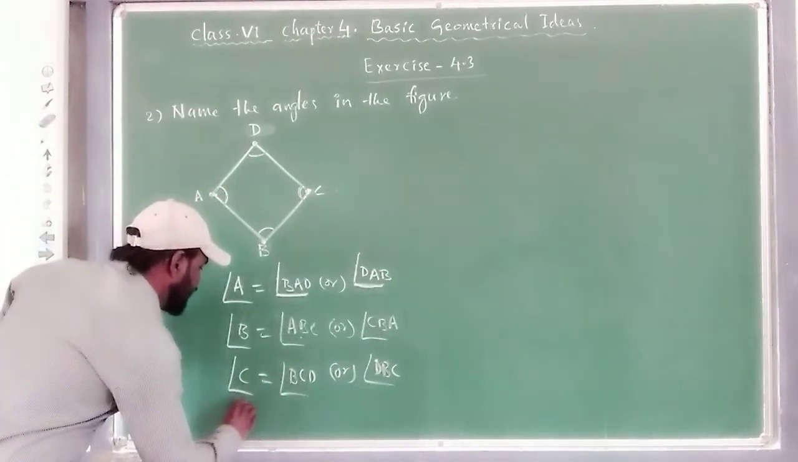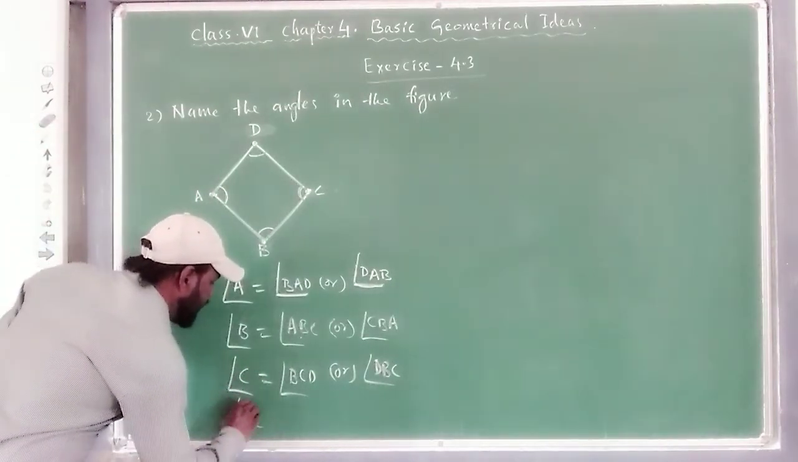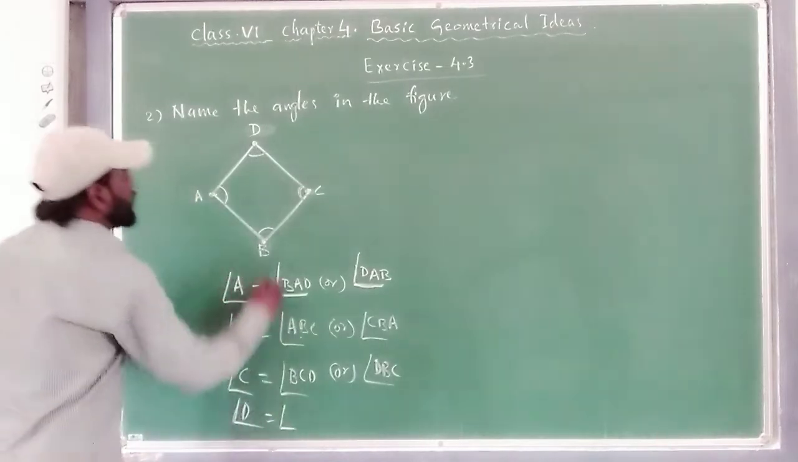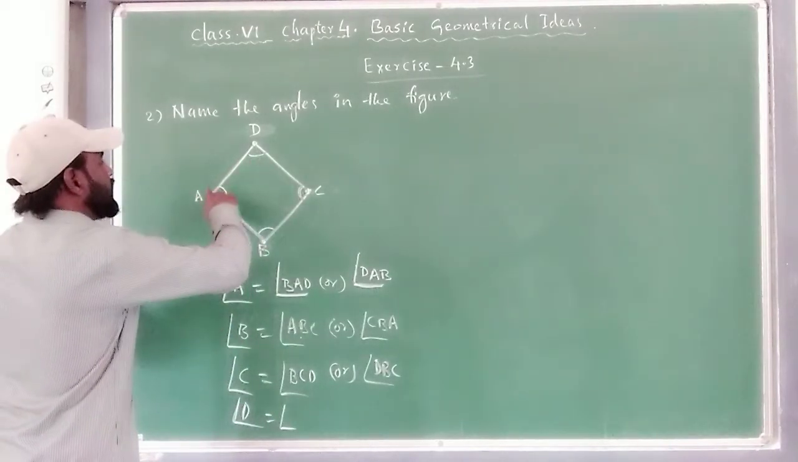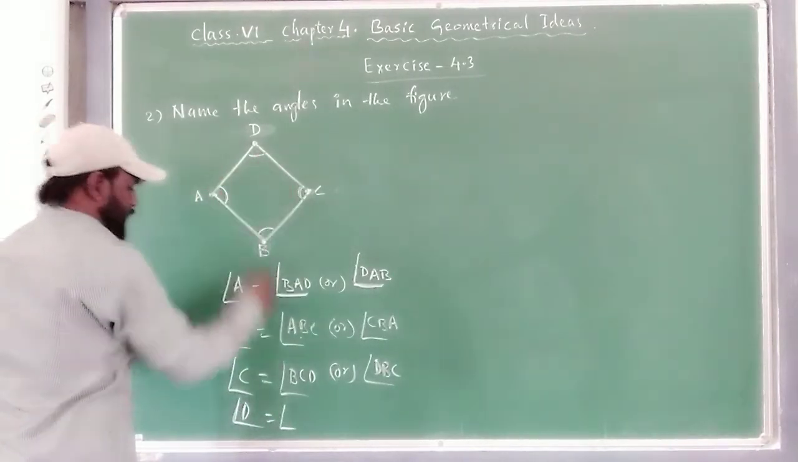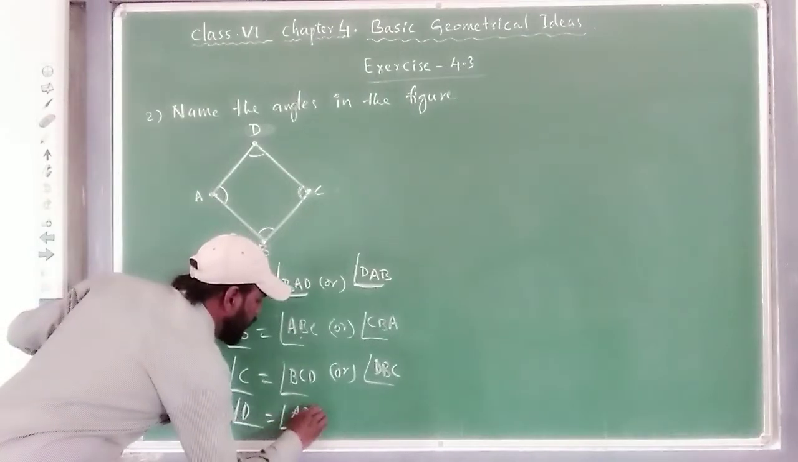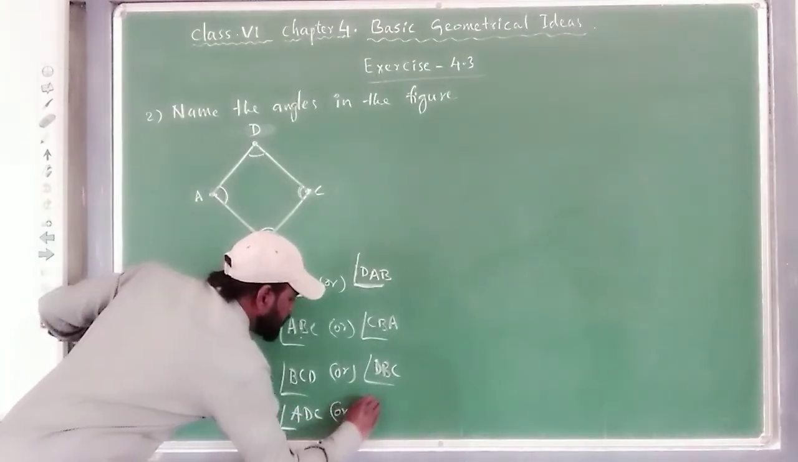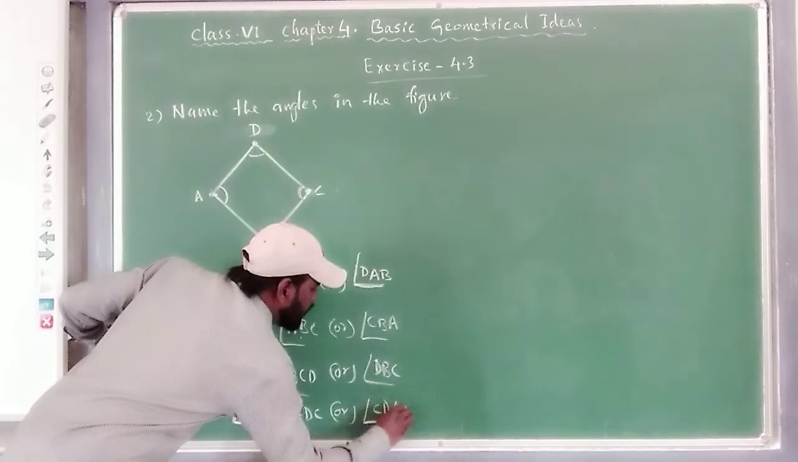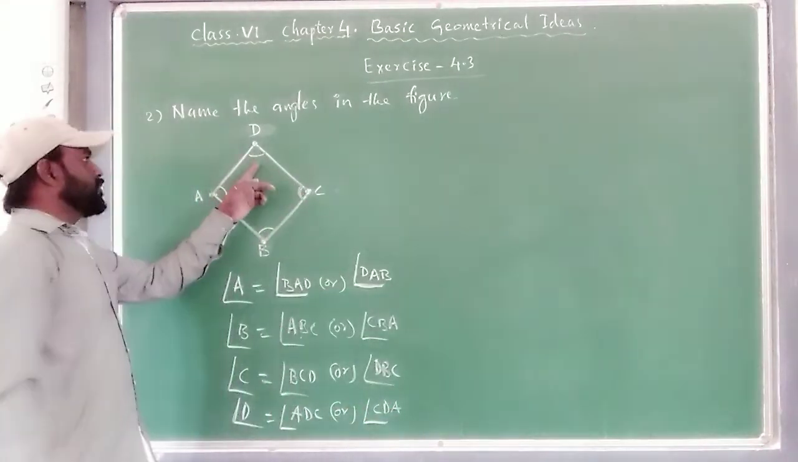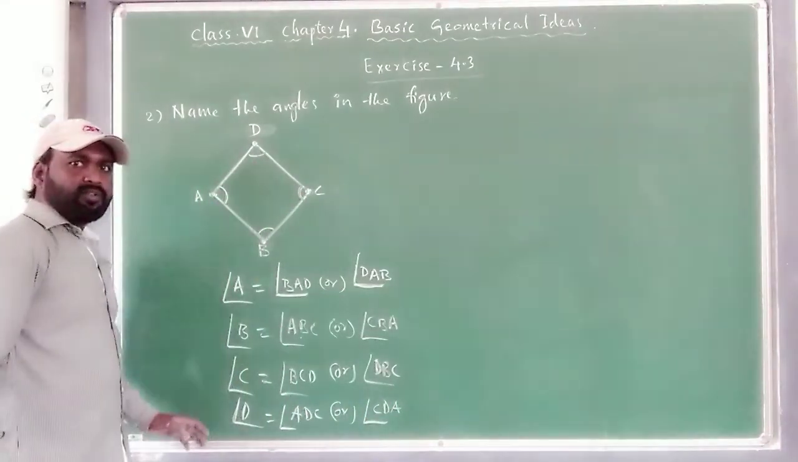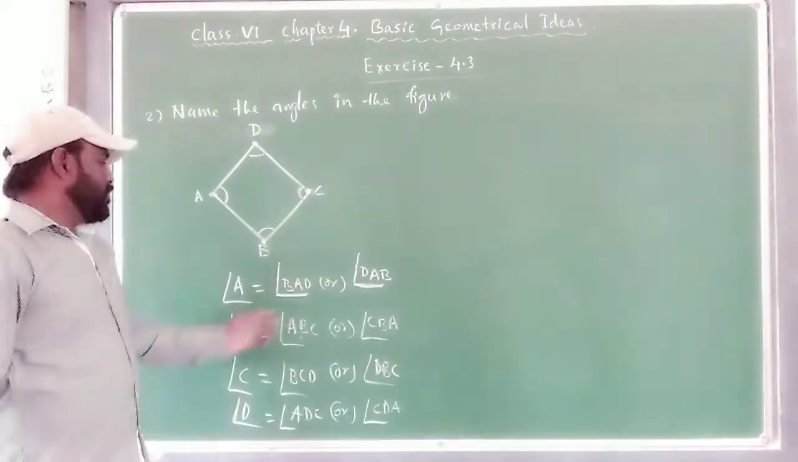Next angle D. So angle D can be represented like this. So D here, ADC or CDA. ADC or you can write it as CDA also. The letter which we are writing in the middle, at that place angle is formed. Hope you understood how to represent an angle by the three letters.